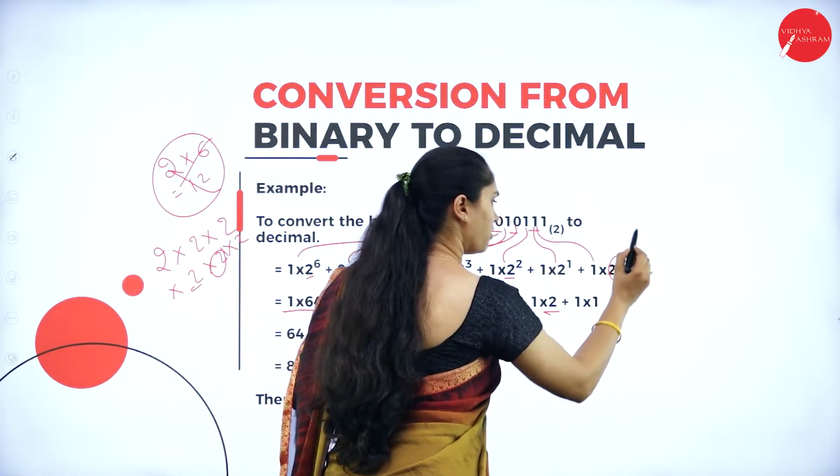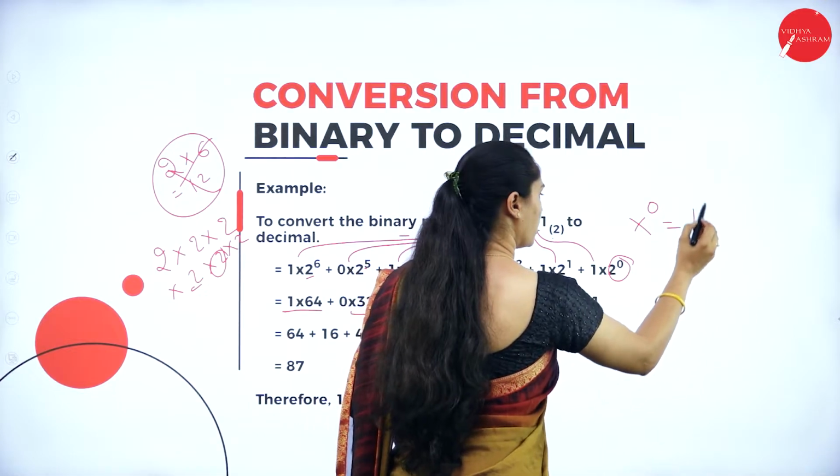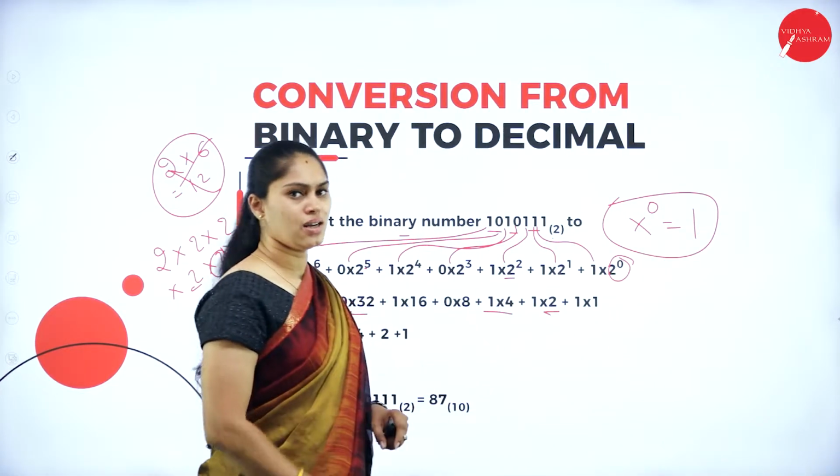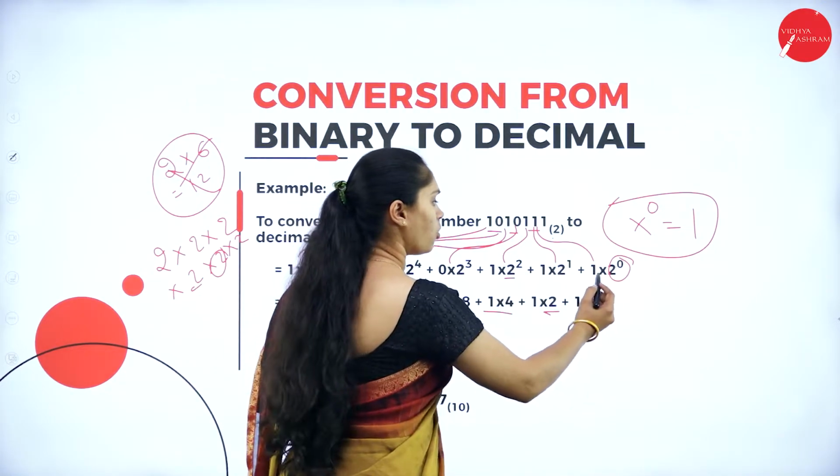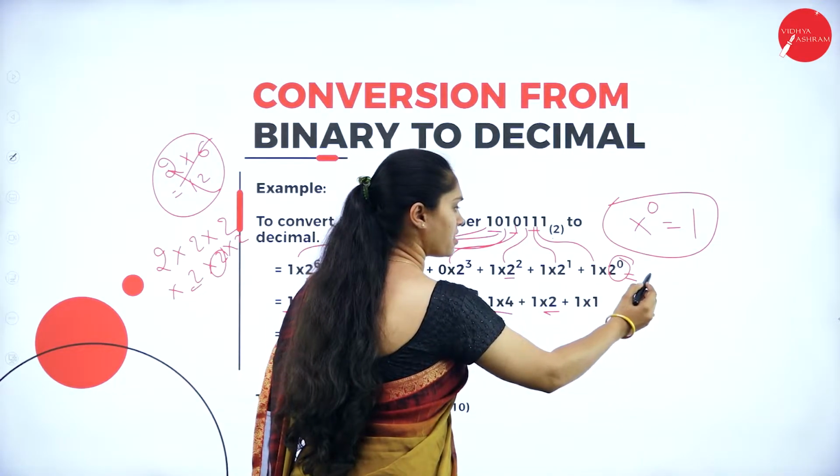Any number with power 0 is always equal to 1. You need to remember it properly. So, any number with power 0 is always equal to 1. Here 1 into 1. Why? Because 2 power 0 is 1.